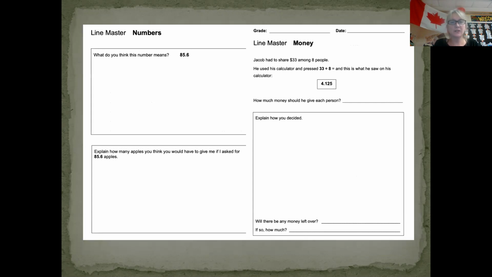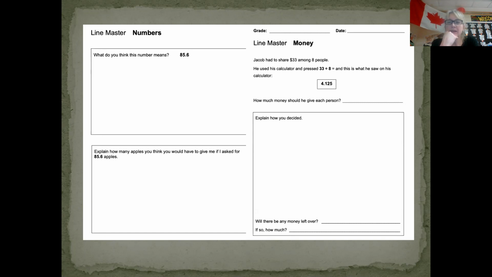I love these ones. So what do you think this number means? It's so open. And again, that can be a vertical whiteboard exercise. What does that mean? What does it look like to you? Describe it in words, numbers, pictures, on a number line, any way you like. And then they made it real world-ish by saying, okay, if someone asked you for 85.6, of course, that's not going to happen, but what would that look like? How many apples is that? Very interesting responses.